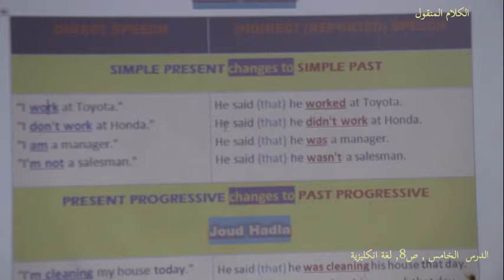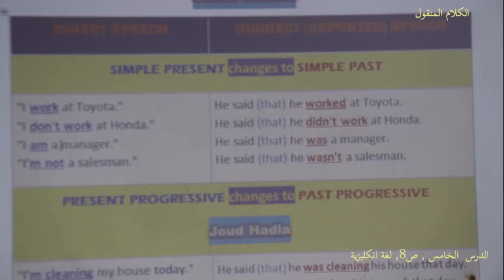"I work at Toyota." He said that he worked. So we change the simple present into simple past. What is the second form to make past simple? It's a regular verb, so we only need to add ed. "I work at Toyota." He said that he worked at Toyota. Now another example.